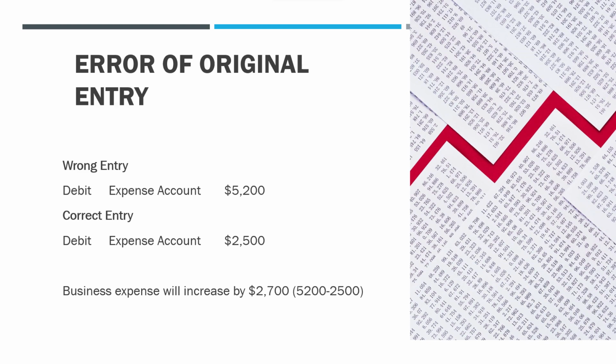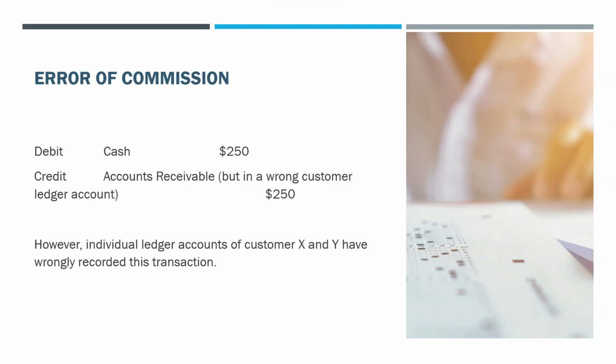Finally, the error of commission is an error that occurs when a bookkeeper or accountant records a debit or credit to the correct account but to the wrong subsidiary account or ledger. For example, $250 of money that has been received from customer X is credited properly to the accounts receivable account, but to the wrong customer ledger account, say against customer Y.